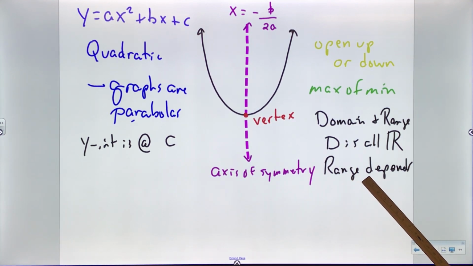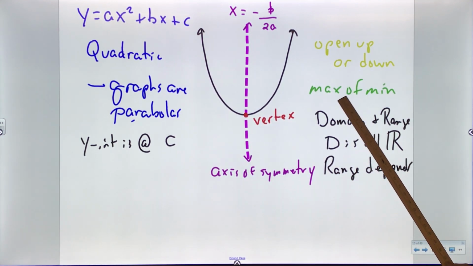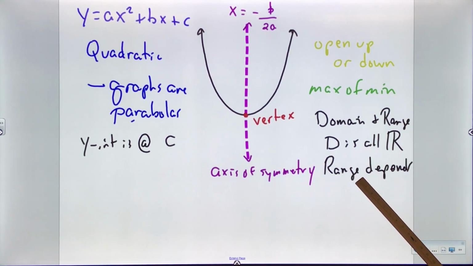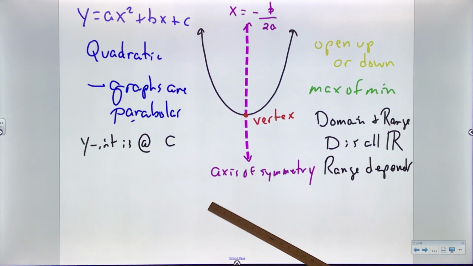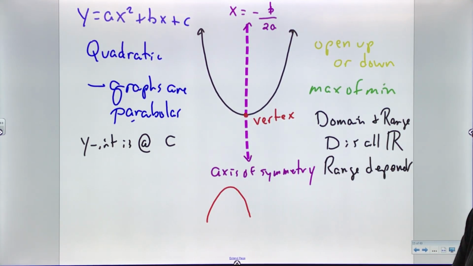The range depends, because if you have a maximum or minimum, that's going to be the thing that affects the range. So the range is going to be limited. If it opens down, it only comes down so far, or if it opens up, it only goes up so far. That's just how it works.